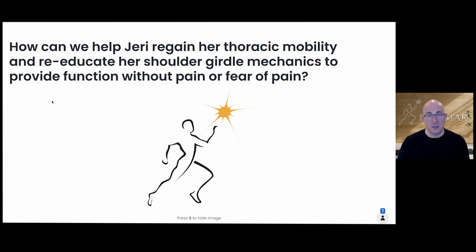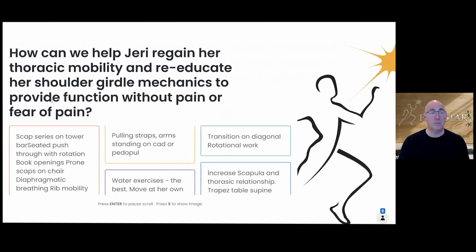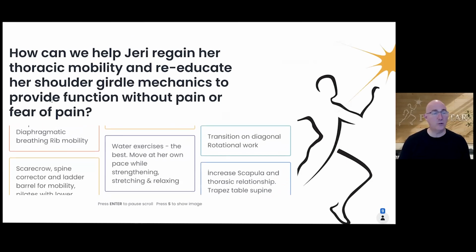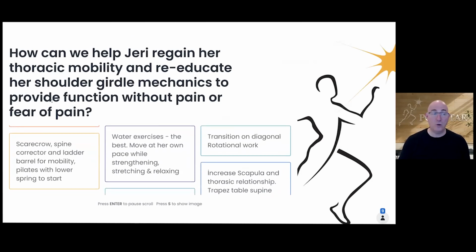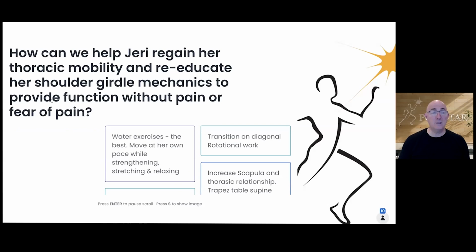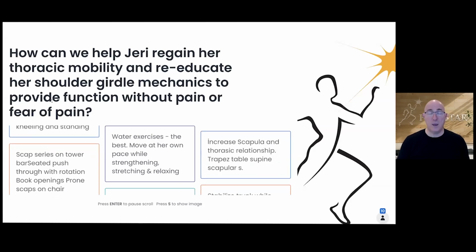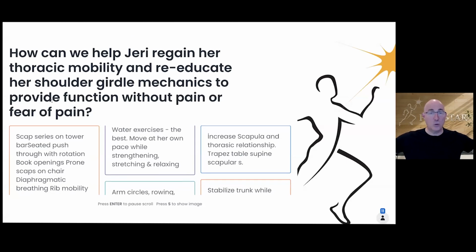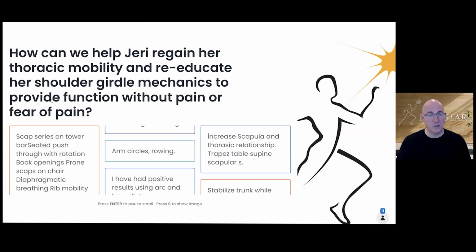Let's open it up and see what people are saying. So scap series on the tower bar, push throughs, you got a book opening, scarecrow. That's a very difficult one for her, right? So if we're working with her, maybe with a pillow or an oove under her chest, so she has some range to work on that scarecrow, great exercise.